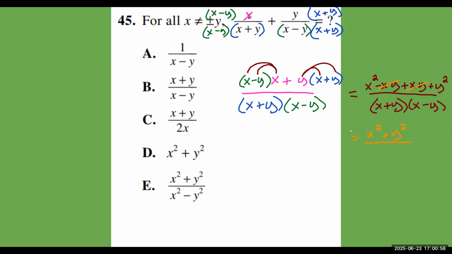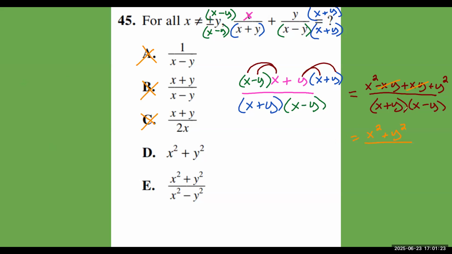Well, I can go look at my answer choices. X squared plus y squared on the numerator would not be A, would not be B, would not be C. So I should be left with D or E. Now, we haven't quite finished the denominator yet, and so I kind of got a little bit ahead of myself. But usually on this complicated of a question, it's not going to cancel out with anything on the denominator. So I thought I was pretty safe to go ahead and do that.